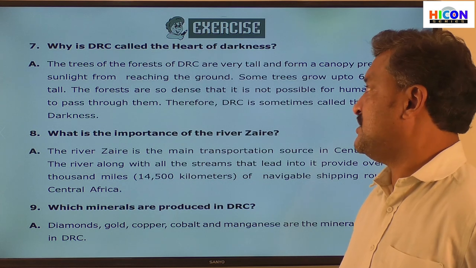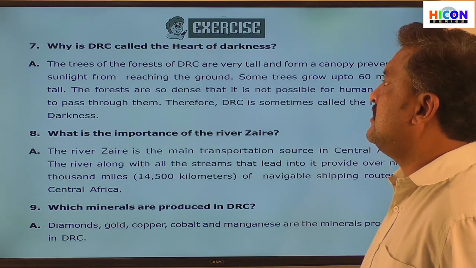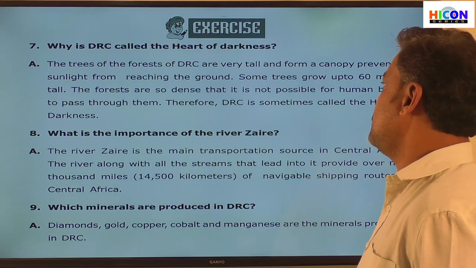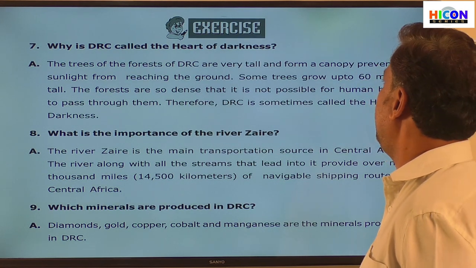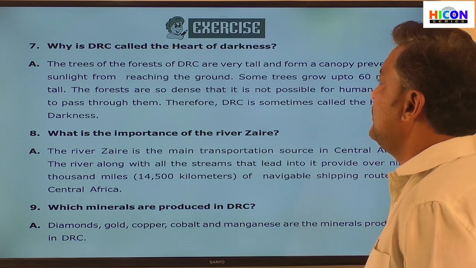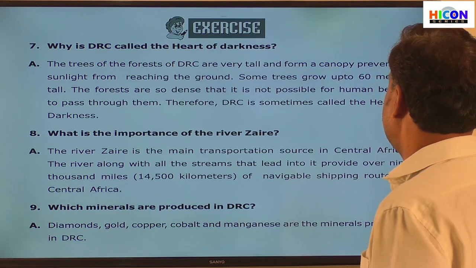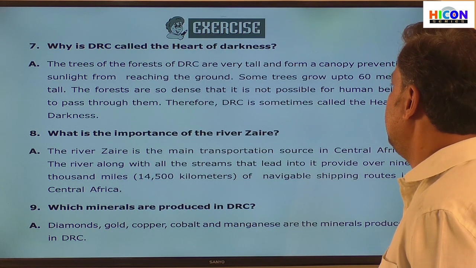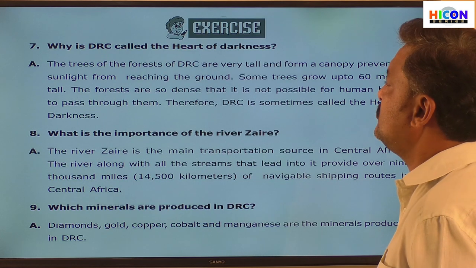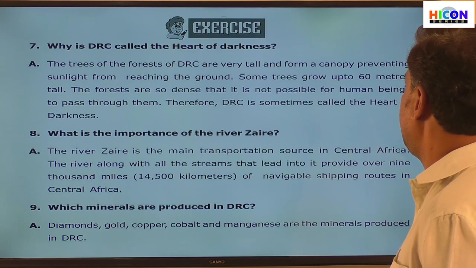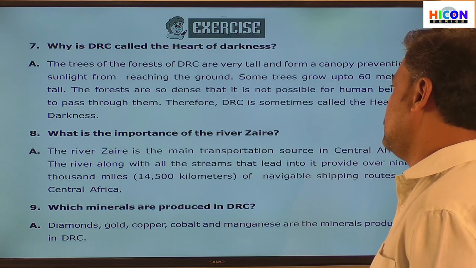The next set of questions. Why is DRC called the heart of darkness? The trees of the forest of DRC are very tall and form a canopy preventing sunlight from reaching the ground. Some trees grow up to 60 meters tall. The forests are so dense that it is not possible for human beings to pass through them. Therefore, DRC is sometimes called the heart of darkness.